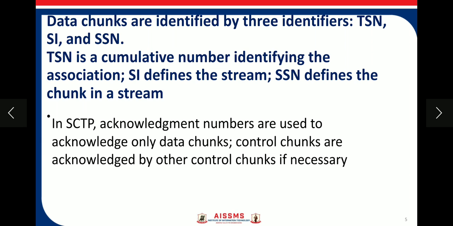Stream sequence number. When a data chunk arrives at the destination, SCTP delivers it to the appropriate stream and in the proper order. This means that in addition to an SI, SCTP defines each data chunk in a stream with a stream sequence number. In SCTP, acknowledgement numbers are used to acknowledge only the data chunks. Control chunks are acknowledged by another control chunk if necessary.